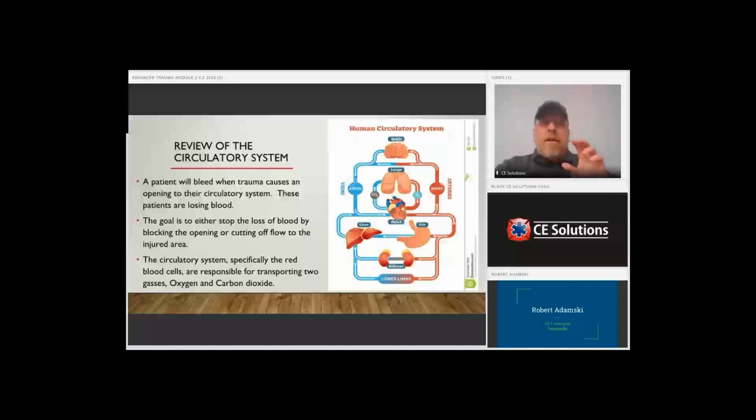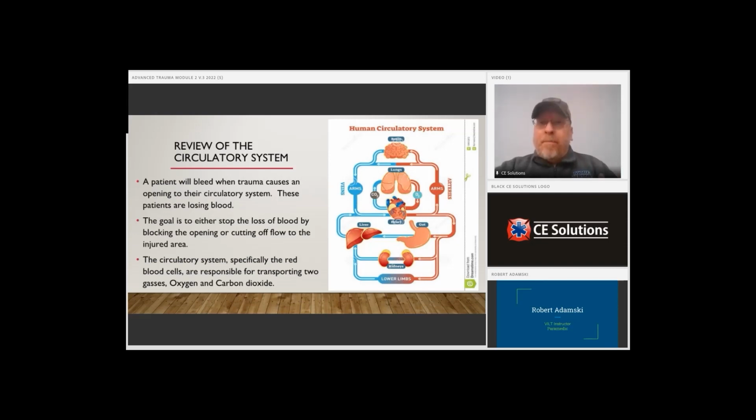Now, to understand the concepts of shock and the pathophysiology of shock, i.e. how shock injures and kills our patients, we need to do a quick review of the circulatory system. What is the whole purpose of the circulatory system? It's one of the important body systems we have as human beings. Now, the role of the circulatory system is to provide perfusion to our vital organs, our heart, our brain, our kidneys, etc. And what is perfusion?